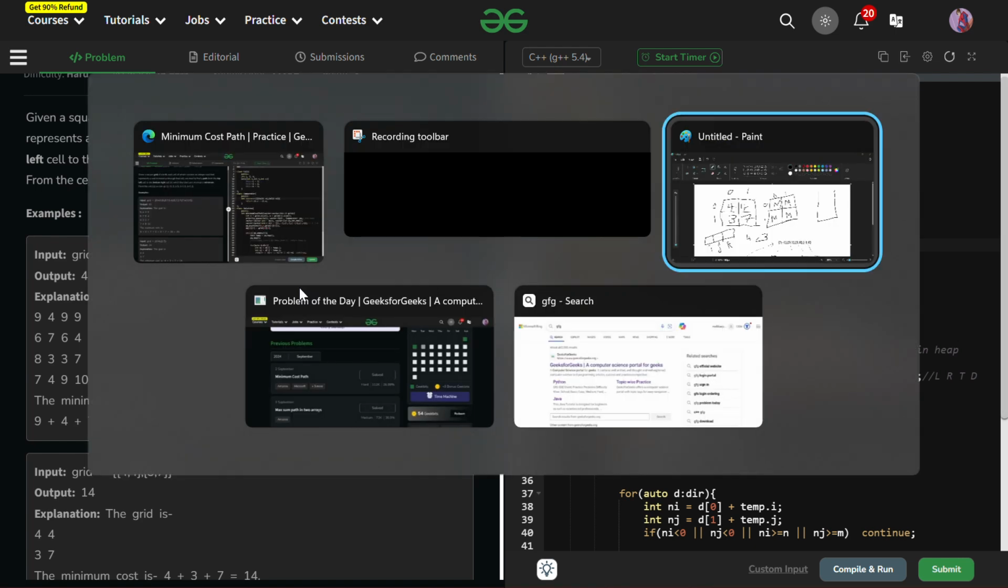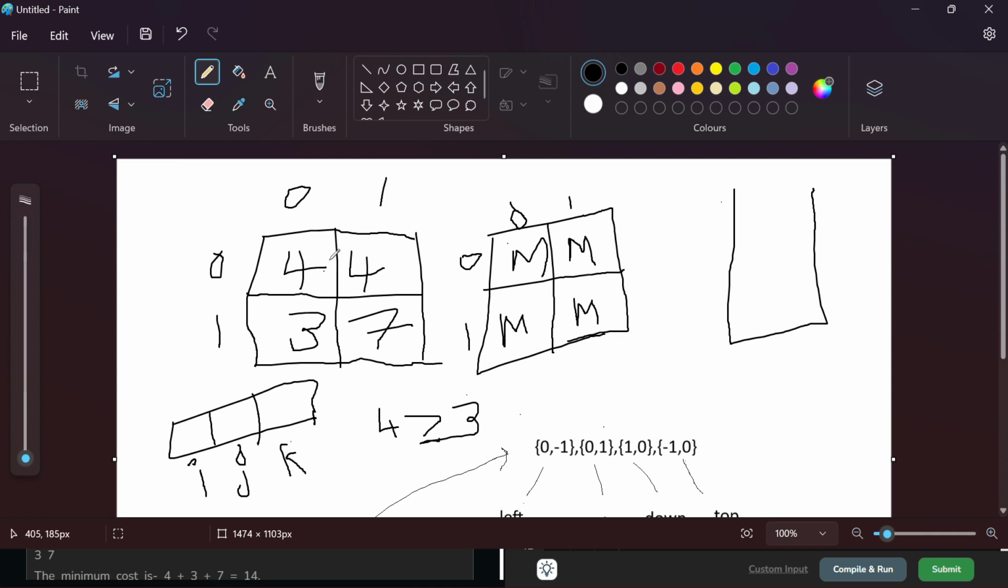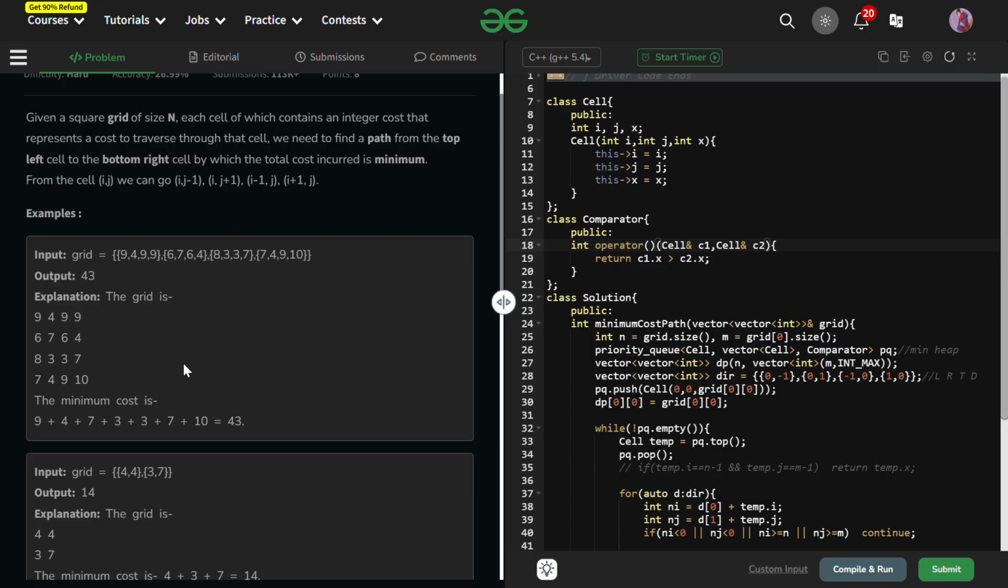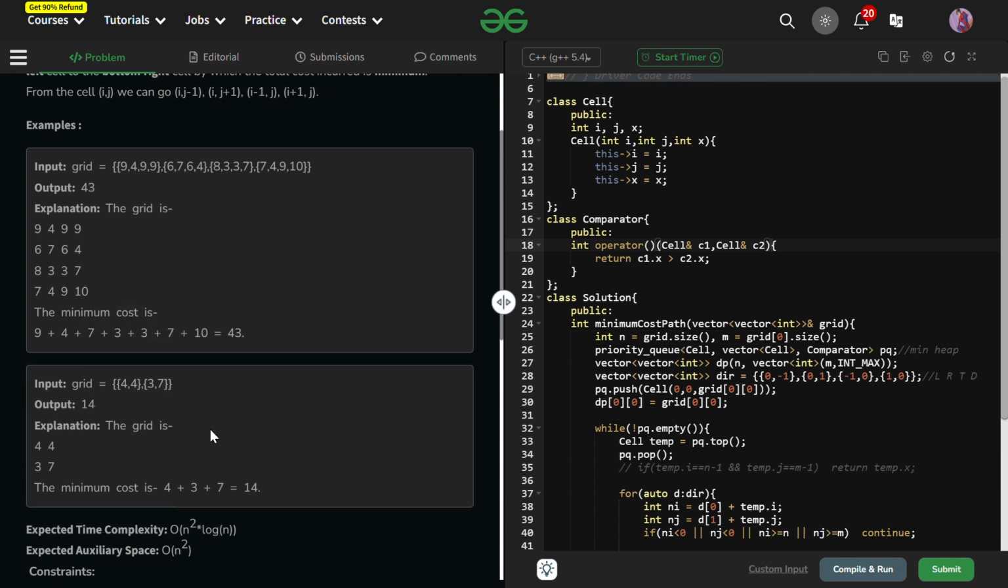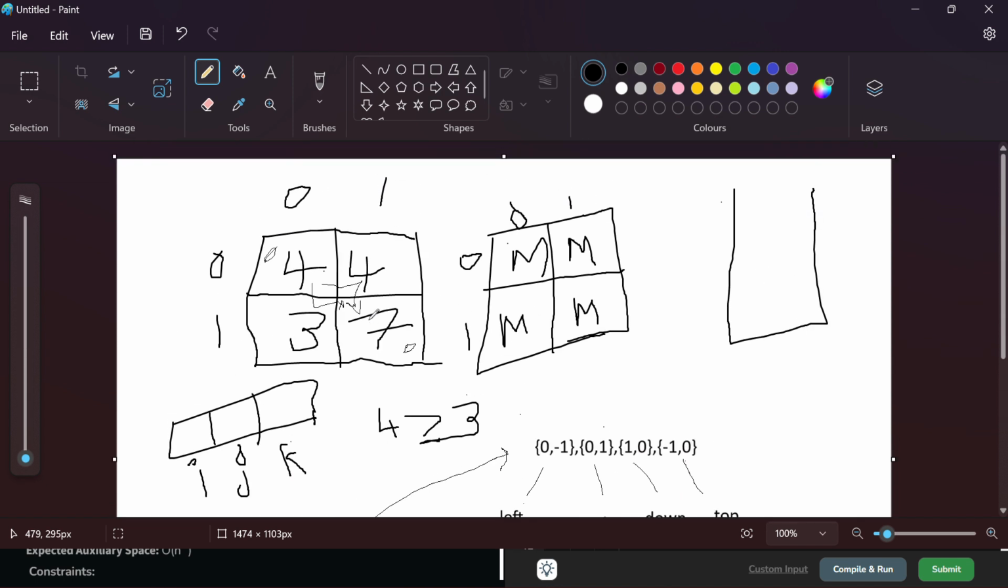So let's see. Okay, this is our grid, and we have to travel from the top left to the bottom right. We have to find the minimum cost. We can go either in this direction or this direction. If we go in this direction, we get cost 4 plus 4, 8, 8 plus 7, which is 15. If we go in this direction, 4 plus 3 is 7, and 7 plus 7 is 14. So the answer for this question is 14. Okay, so this is about the problem, and now we're going to discuss the approach.